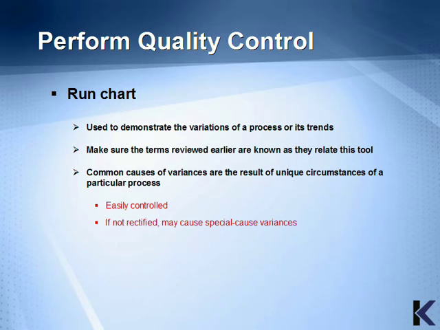The run chart is used to demonstrate the variations of a process or its trends. Make sure the terms reviewed earlier are known as they relate to this tool. Common causes of variances are the result of unique circumstances of a particular process. They're easily controlled, and if not rectified, may cause special cause variances.